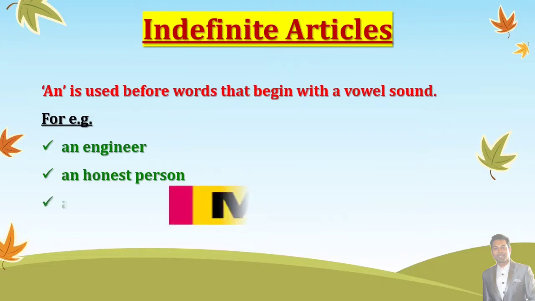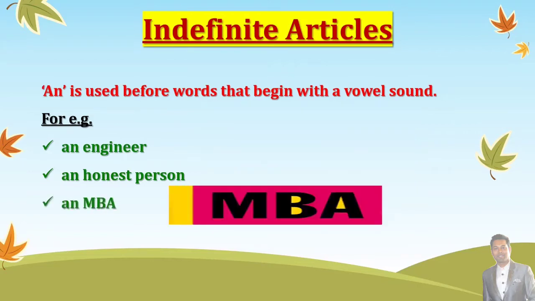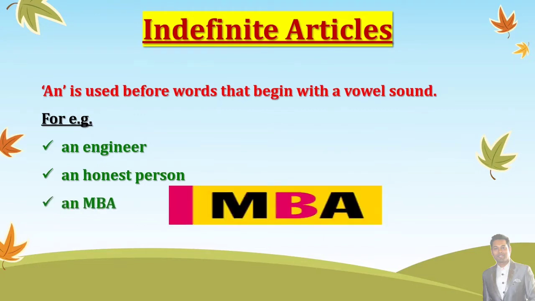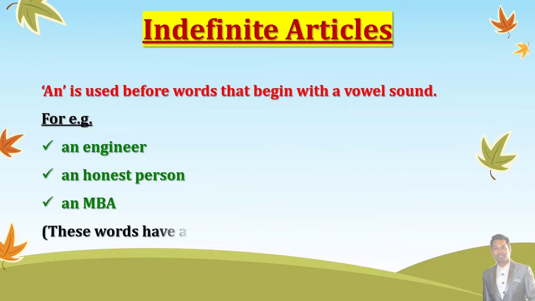word honest. An MBA. Listen carefully. MBA. A. So this is a vowel sound. Again, we will use an as an article with it. These words have a vowel sound, and that is why we are using an and not a as the article here.